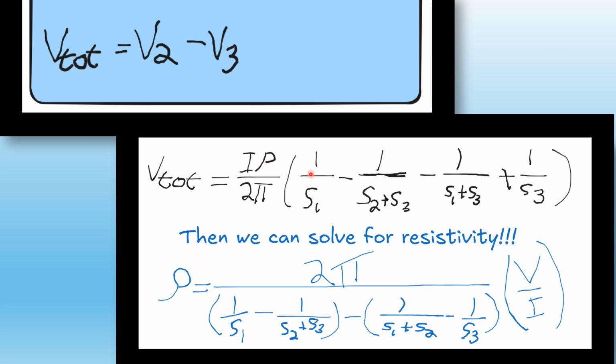So doing some more algebra, we're able to move the resistivity over here, the total voltage over here, and then rearranging some of the constants and the current to look a little bit more appropriate and a little bit nicer to the eye.